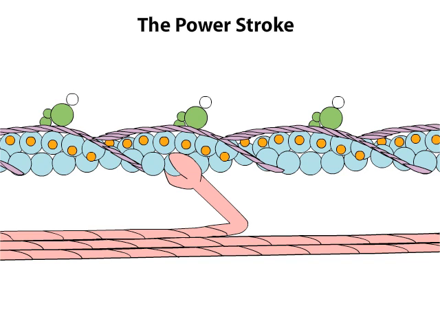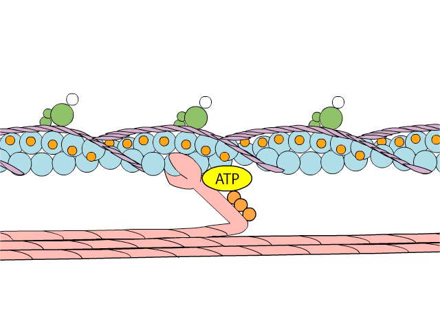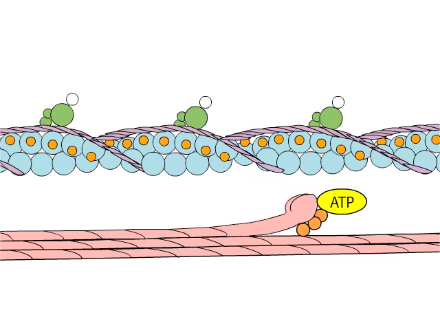Before the myosin heads can release and perform additional power strokes, they must first bind to ATP. When ATP binds to the myosin heads, the heads release the actin filament. ATP is quickly hydrolyzed into ADP and inorganic phosphate. The energy released by hydrolysis cocks the myosin heads, preparing them for another cycle.